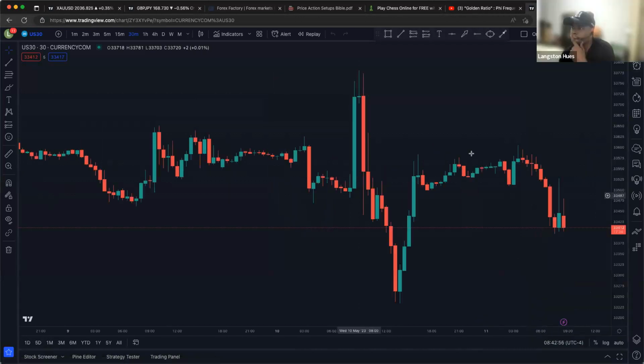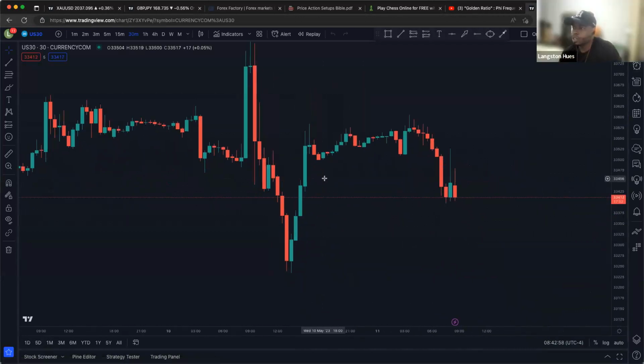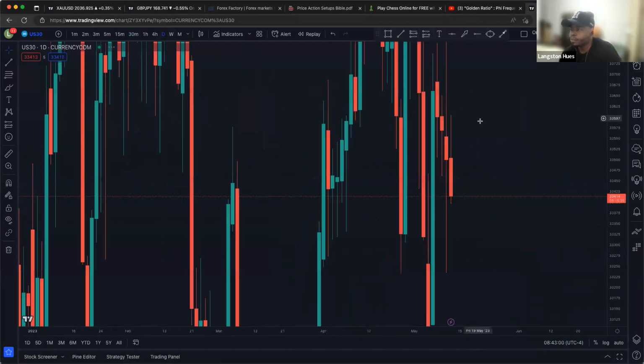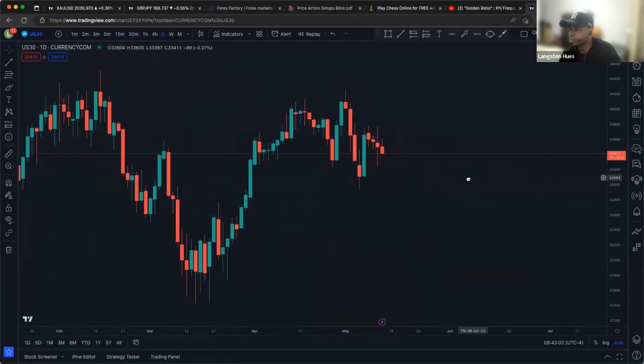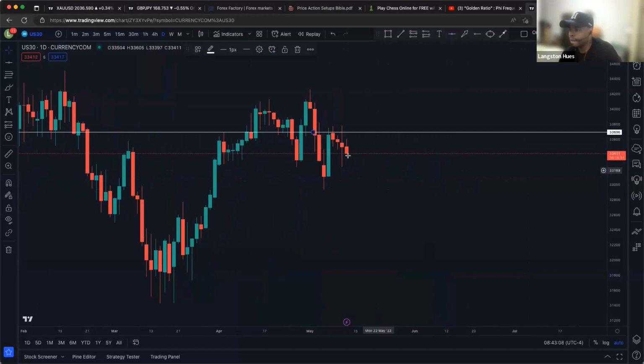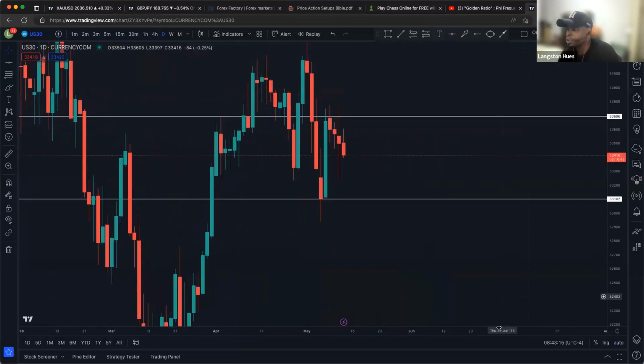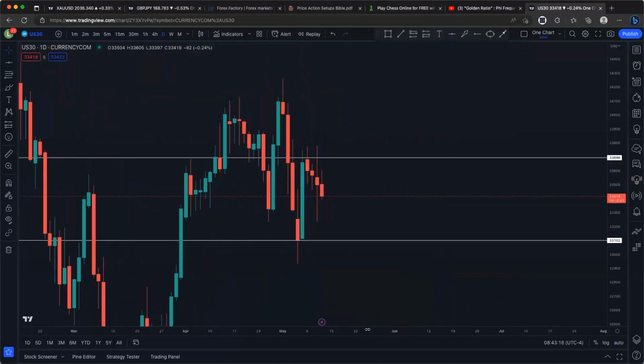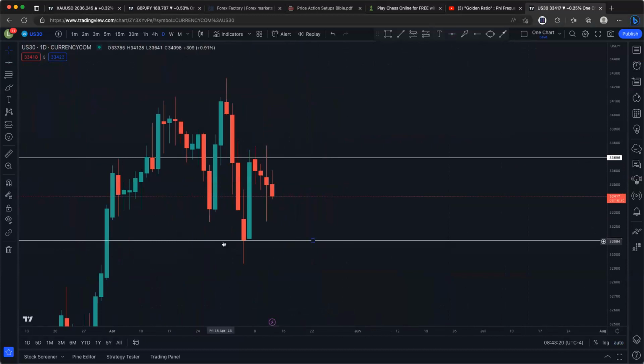I'm here. So here we're on the US 30. We first want to come over and look at the daily. We see that we've got a daily resistance right up here, and we've got this daily support down here. And the daily candle is currently bearish. Why did you call that first line resistance? That's what it always could be.